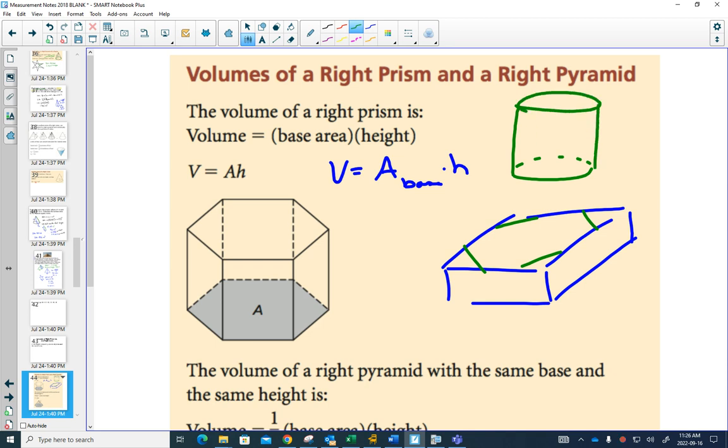What's the volume of a cylinder? We learned this in our notes later. I'm jumping ahead. I got excited. I'm sorry. What's the area of the bottom? What shape is on the bottom? Circle. What's the area of a circle? Pi r squared. Perfect. There's your volume of a cylinder.